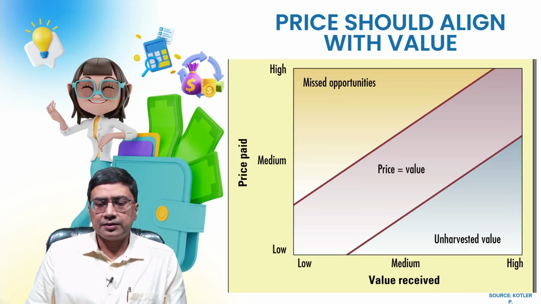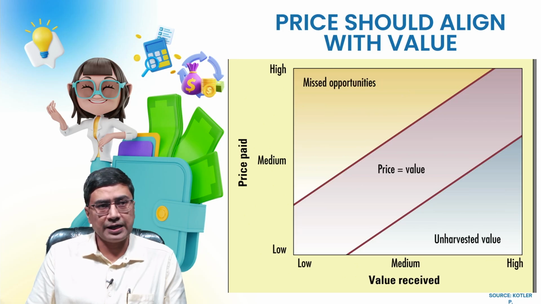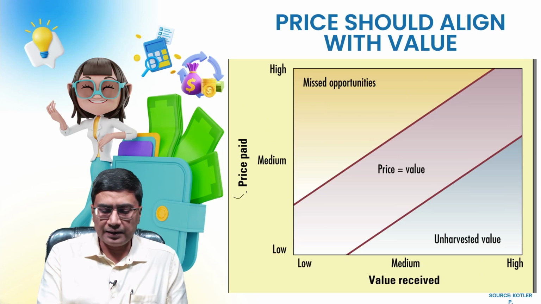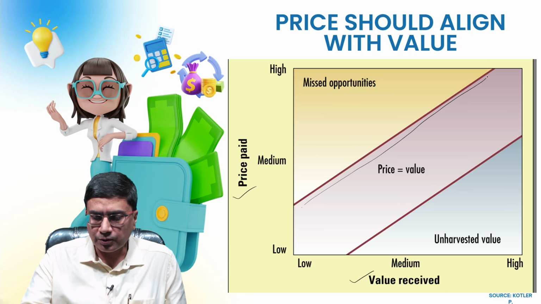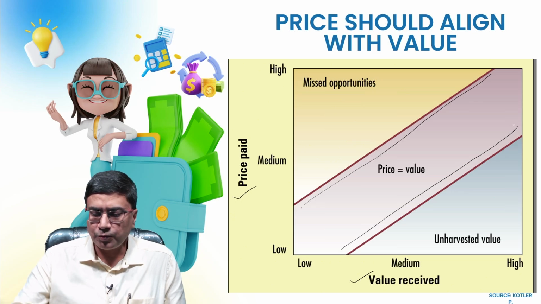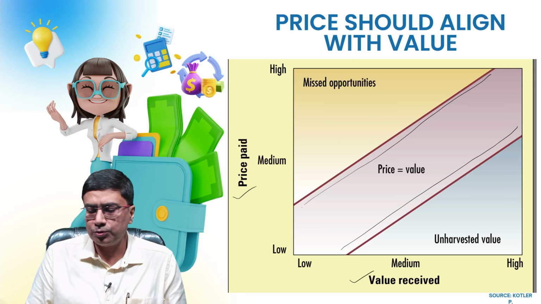So, value is a prime consideration, prime focus. Now, let us see this alignment of price with value beautifully depicted in terms of price paid on the y axis and the value received on the x axis. Now, there are two possibilities: either the price is low, medium or high, or the value is low, medium or high. If you are traveling in this particular domain, it means you are moving in tandem from low value, low price and moving to high value and high price.